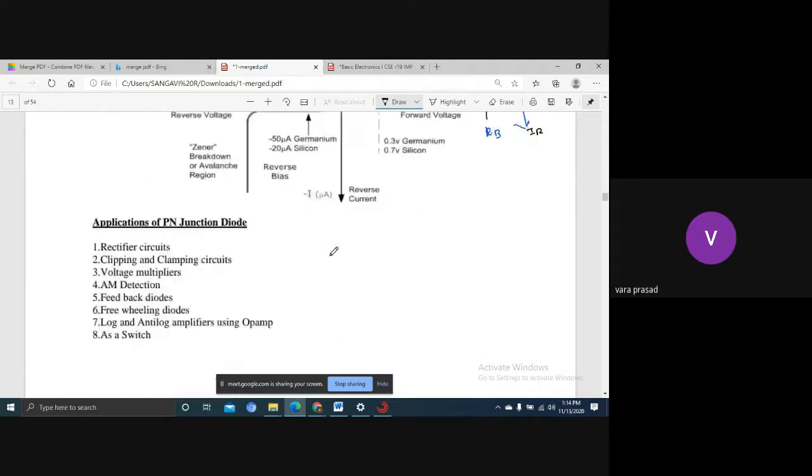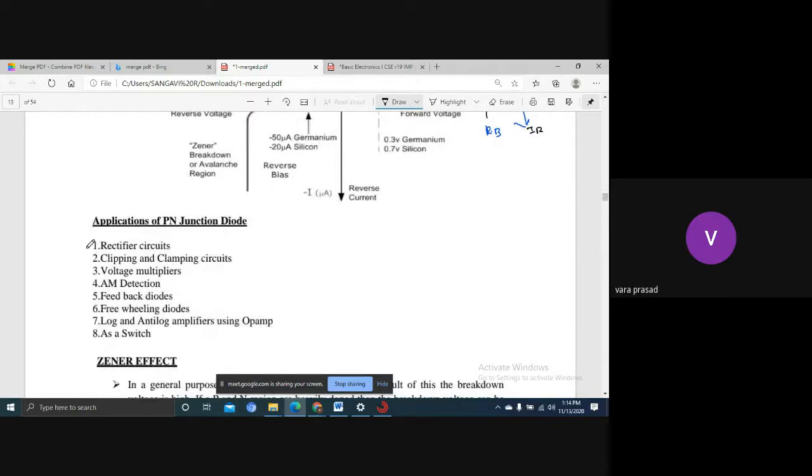Next, applications of PN junction diode. Very, very important are rectifier circuit, clipper, and clamping circuit, and you can remember diode as a switch, these 3 points. Diode as a switch is a very important part, because it is on and off, right? Forward bias it is on, reverse bias it is off. These 3 you can write. Remaining, whichever you need, you can remember. These 3 must be there. This is about the PN junction.